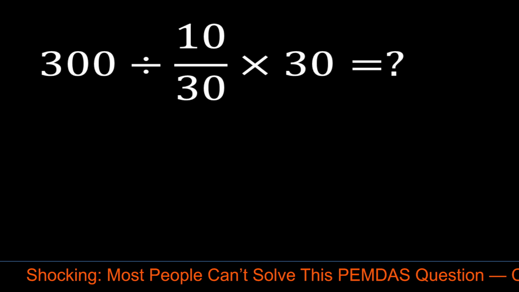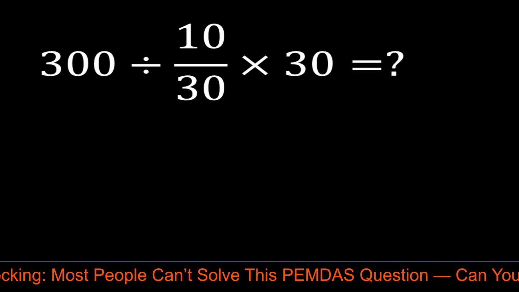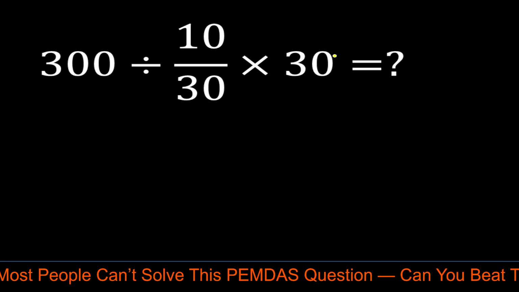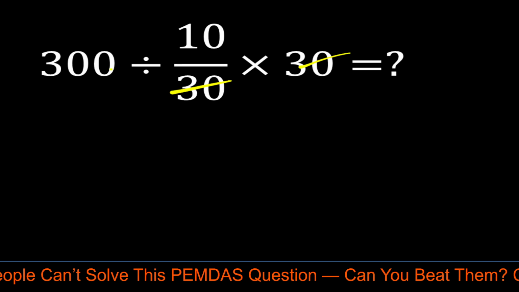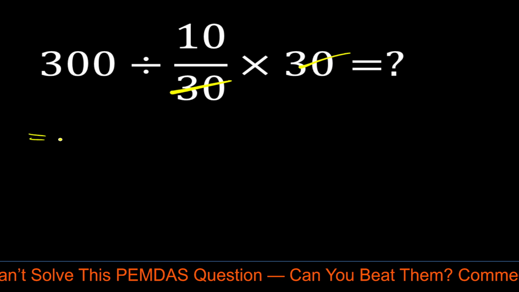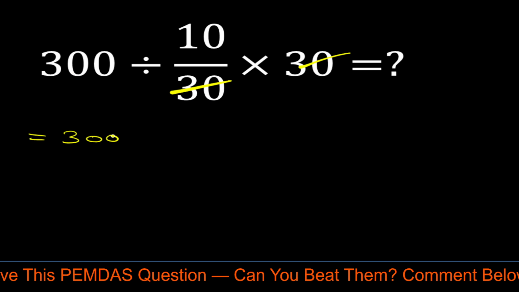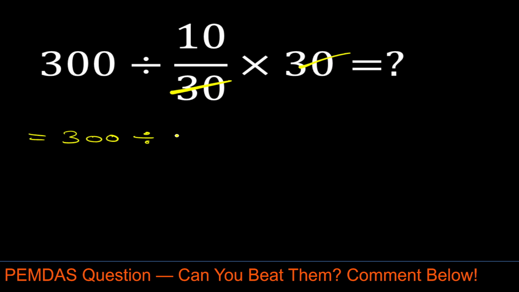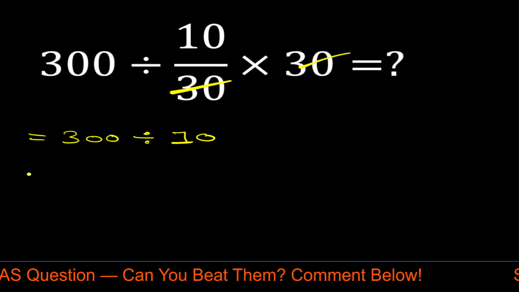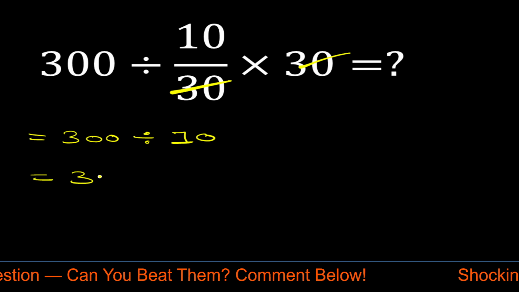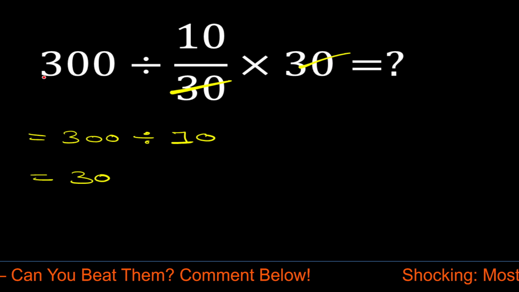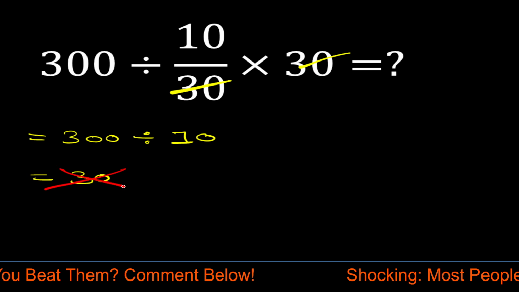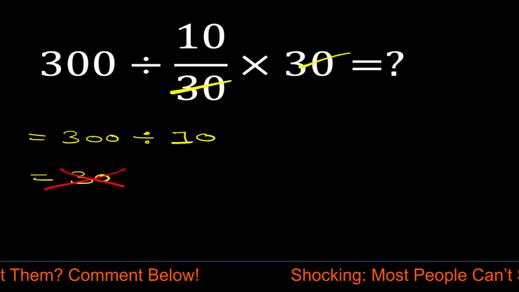So most people solve this question like this: cancel this 30 by 30. So now 300 divided by 10, right? So 300 divided by 10 is equal to 30. But this answer is not correct. This answer is completely wrong.